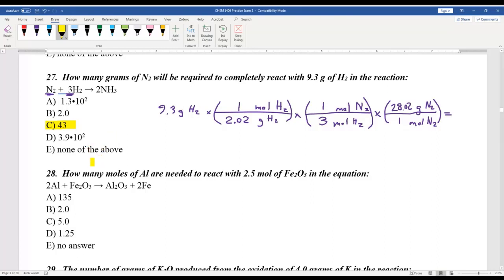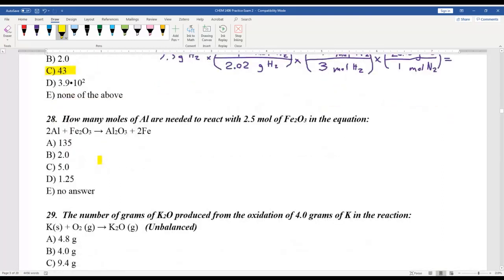Cool. So now let's go ahead and take a look at 28. How many moles of aluminum are needed to react with 2.5 moles of Fe2O3? That's 2.5 moles of Fe2O3.